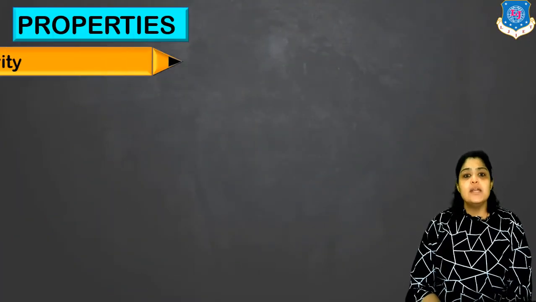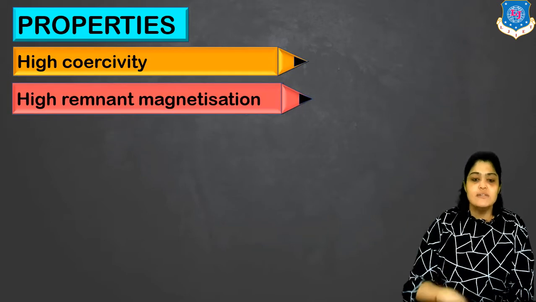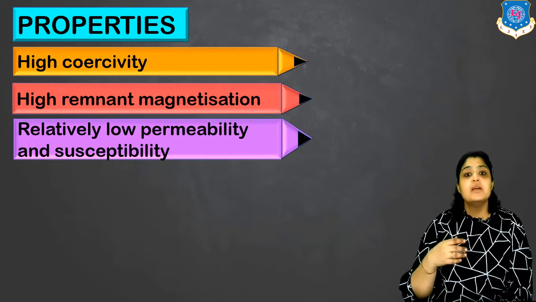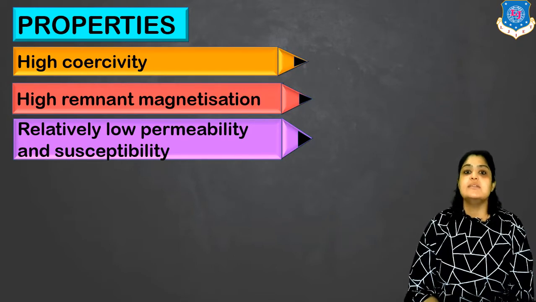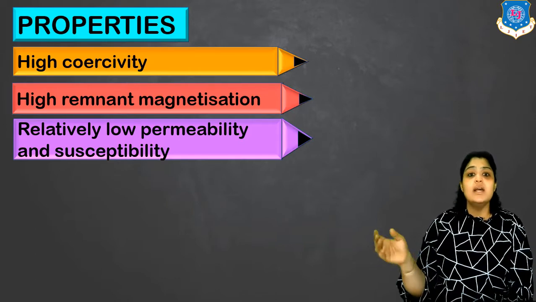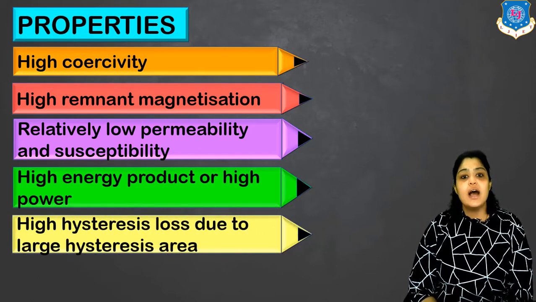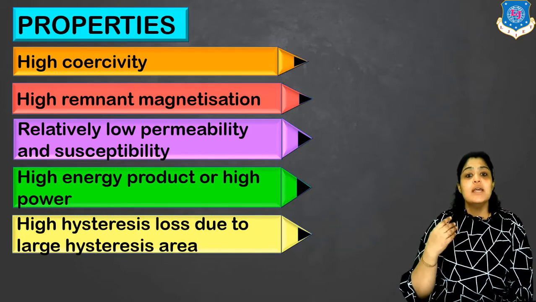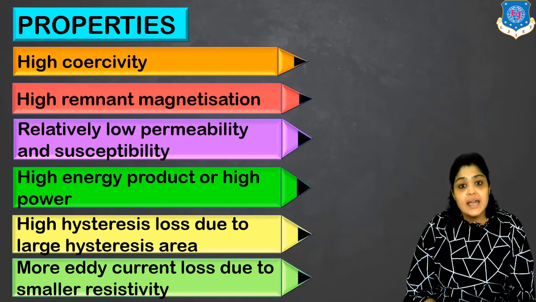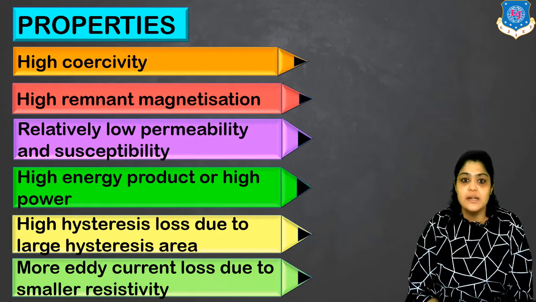Let's understand some properties of hard magnetic materials. They have a high coercivity because the hysteresis curve is large. They have a high remanent magnetization because they are permanent magnets. They have a relatively low permeability and susceptibility. Why? Because the domain wall movement is less mobile, so they won't allow the external magnetic field to pass through them easily. They have a high energy product and power. Hysteresis loss is also high due to the large hysteresis area, and they have a high eddy current loss due to low resistivity. So the properties are just the opposite of soft magnetic materials.